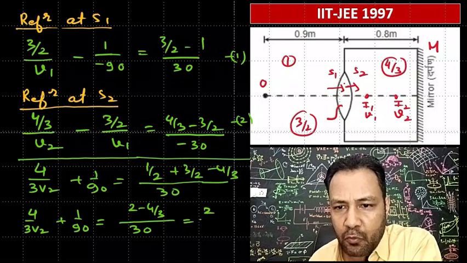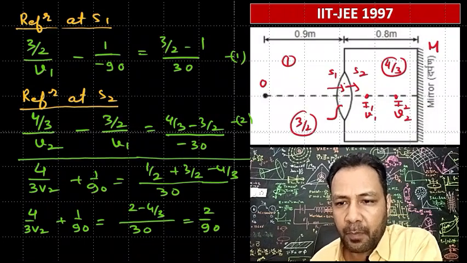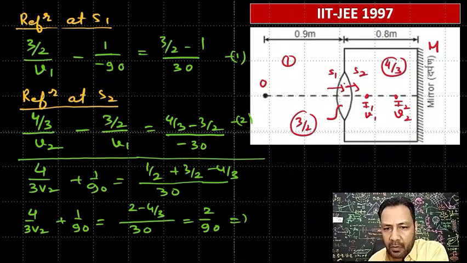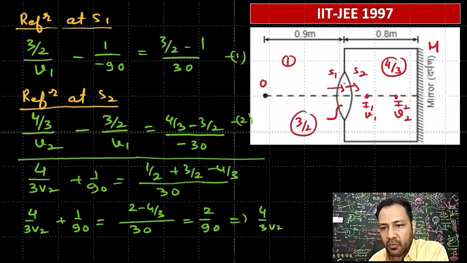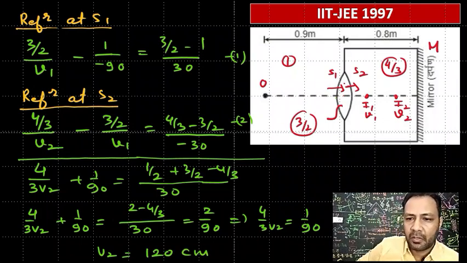So that will be 2 by 90. So now 4 by 3 V2 is equal to 1 by 90. So it means V2 will be how much? 120 centimeter. So now I will correct it in the next diagram.